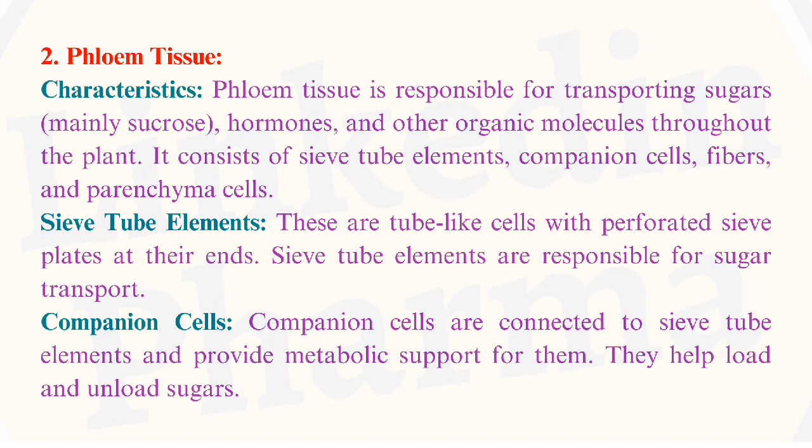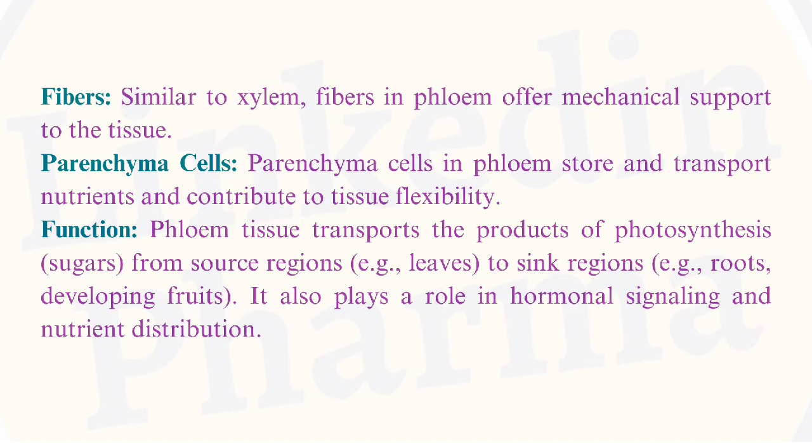Companion cells. Companion cells are connected to sieve tube elements and provide metabolic support for them. They help load and unload sugars. Fibers. Similar to xylem, fibers in phloem offer mechanical support to the tissue. Parenchyma cells. Parenchyma cells in phloem store and transport nutrients and contribute to tissue flexibility. Function. Phloem tissue transports the products of photosynthesis, sugars, from source regions, for example leaves, to sink regions, for example roots and developing fruits. It also plays a role in hormonal signaling and nutrient distribution.